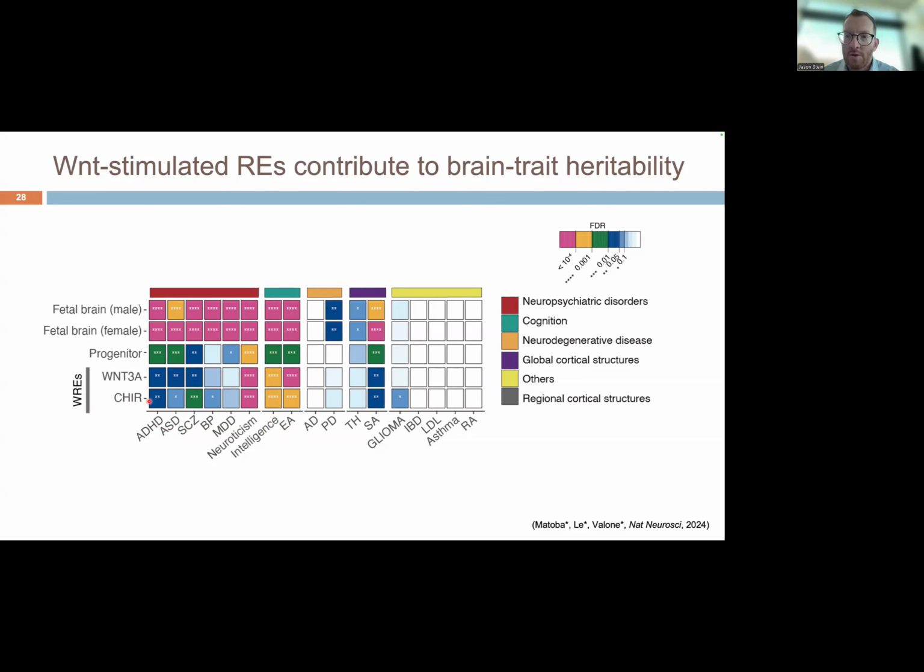I have also already showed you this thickness and surface area version of this in an earlier slide. So what this all implies is that common variants within Wnt responsive genes and regulatory elements contribute to inter-individual differences in brain structure, psychiatric disorder risk, and cognitive ability. So genetic variation within these Wnt responsive elements is important for these downstream traits.